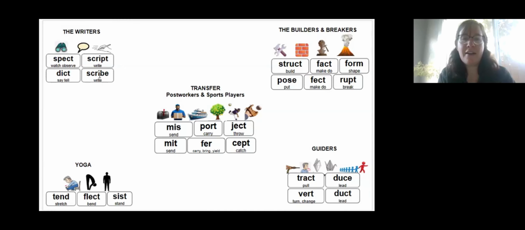So these are the writers. Spect is to watch or observe. Scribe and script are to write. And dict is to tell. So storytellers, they watch, spect; they write, script and scribe; and then they tell people. Okay, let's move on.